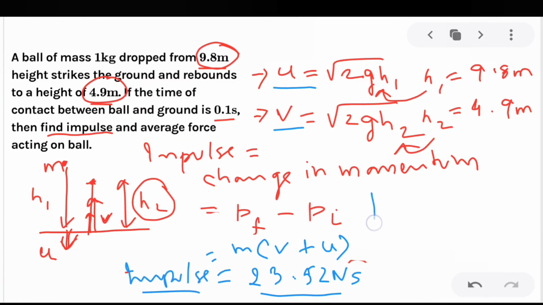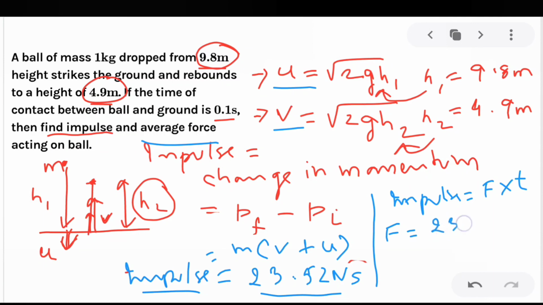Now it is also asked, what is the force? Impulse is also equal to force into time. So that means force will be equal to impulse, that is 23.52 divided by time. Time is 0.1. So this will be equal to 235.2 Newton. So this will be the value of the force.